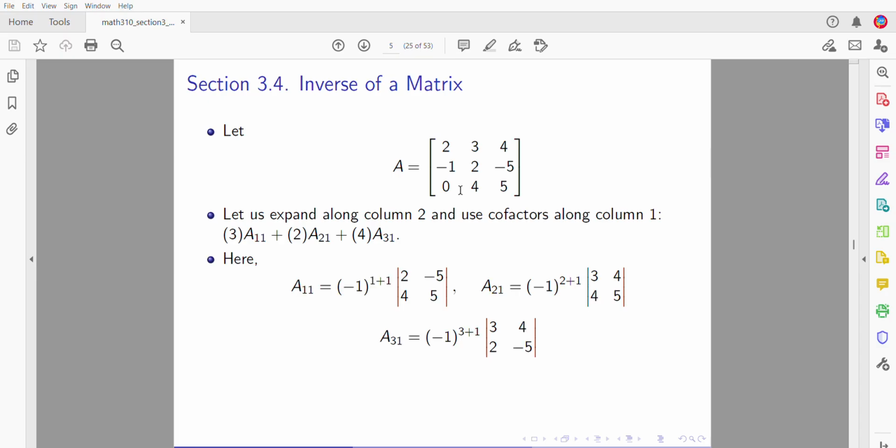Similar calculation. A11 cofactor: drop its column and row, whatever is left behind, keep track of the sign using -1 to the 1 plus 1. What about A21? Drop column 1, row 2, and 3, 4, 4, 5 is remaining. Keep track of its sign. Then A31: drop its row and column, 3, 4, 2, -5 remain, and keep track of its sign to find the cofactor.